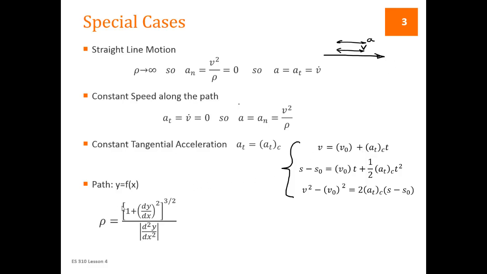Just a comment on rho, you're not always going to be given the radius of curvature. Sometimes you're going to be given the path. So, for example, a parabola, or something that has y equal to some function of x. If you're given that as a path and you're trying to find rho, this is the equation you use: 1 plus the derivative of y with respect to x squared, to the 3/2, divided by the magnitude, so without the sign, of the second derivative of y with respect to x. That will be handy if you're not given a radius, but you are given the equation for the curve.